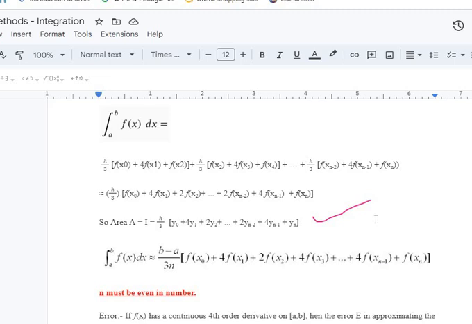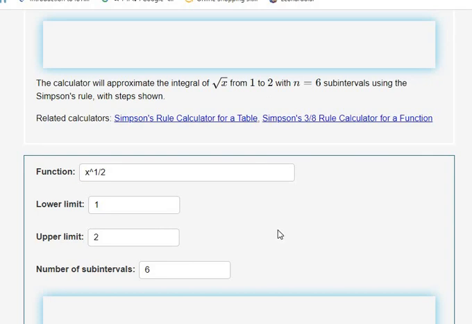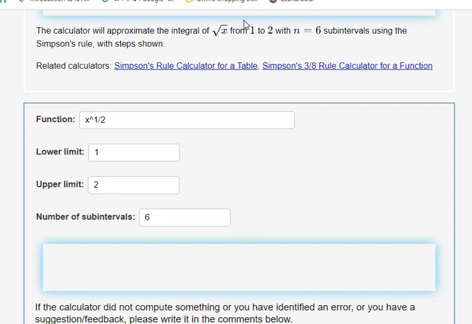Again, when people are trying to calculate this by the 1/3 method, still there will be some approximation. Obviously, this will be a lesser approximation, but still we will have some approximation. We can calculate the error in the system by using this formula. Now let me check it with an online calculator. Again, we have taken the same sort of function, root of x within the limit of 1 to 2.